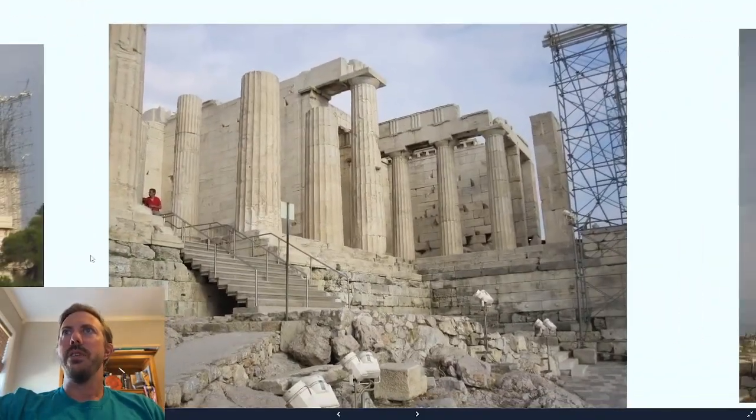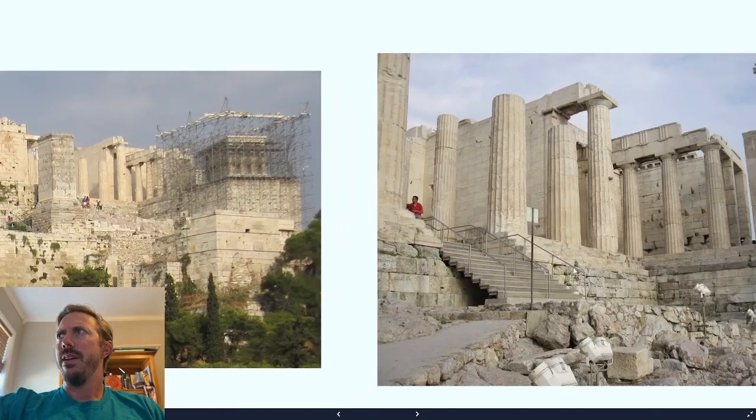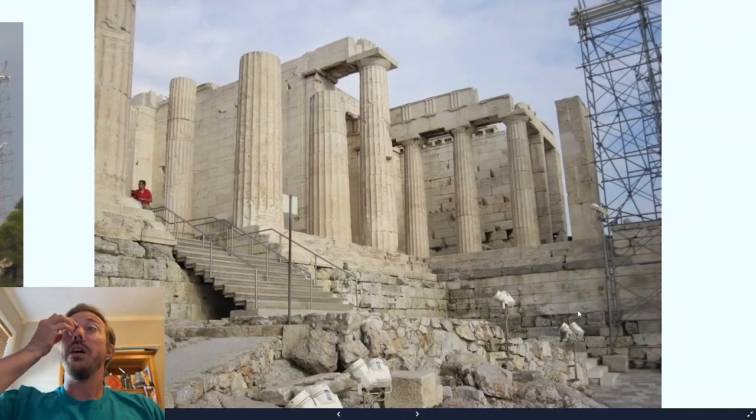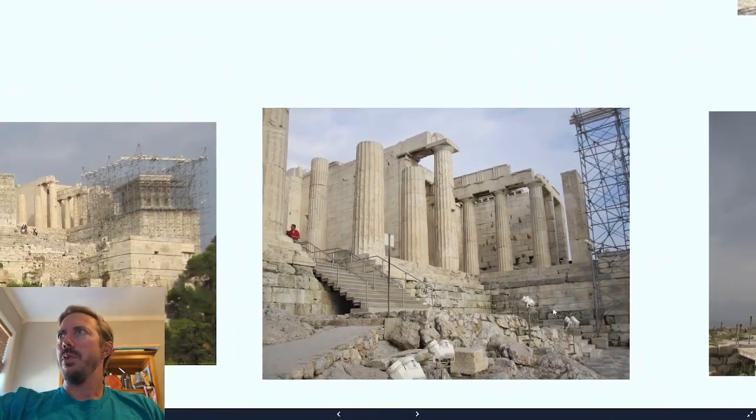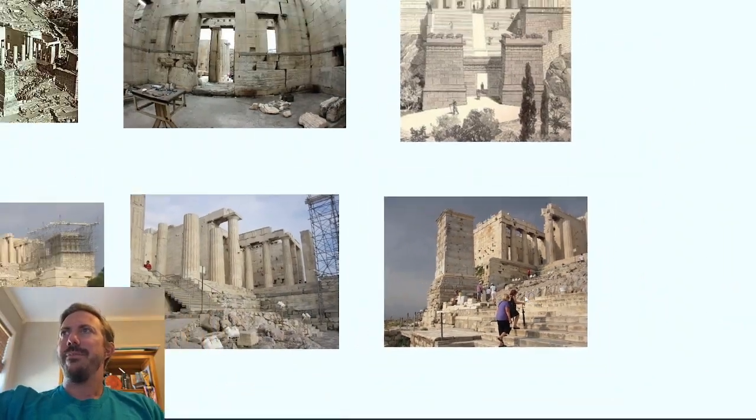Here is another image of the Propylaea. The steps leading up to the gates. And here is the temple of Nike being worked on. Here is another view of the Propylaea. I give you a lot of views of the Propylaea. Here we are. Great. And all done.